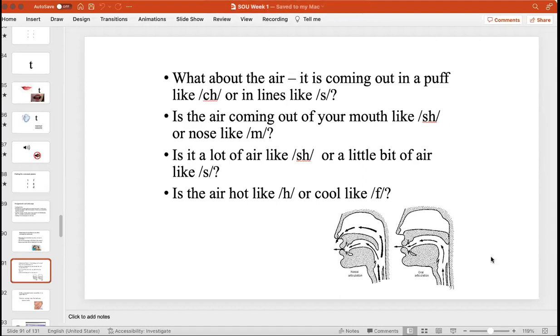Is it coming out in a puff like ch, or in lines like s? So if I give them something to feel, then again they can work against those ideas and select one and really focus their thinking about how they're using their mouth to articulate. Is the air coming out of your mouth like shh, or the nose like mm? Is it a lot of air like shh, or a little bit of air like s? Is the air hot or cool?